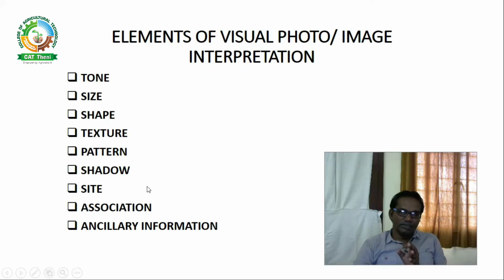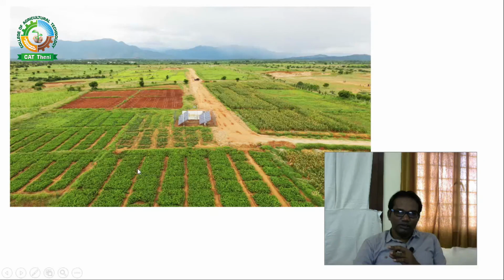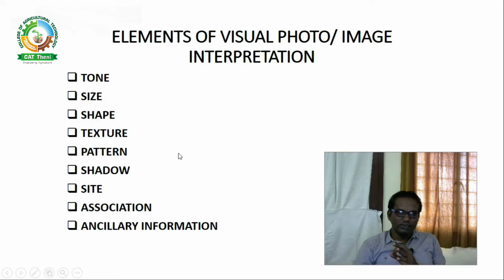And site represents the topographic location of the image. You can say it is a plain area. Here you can say it's a mountain. So like that we are differentiating the object in the image, which is called site.